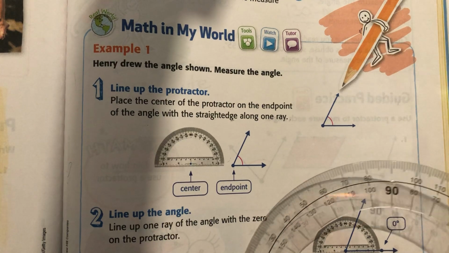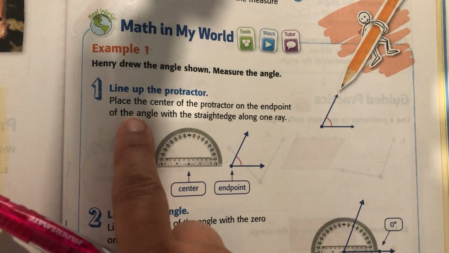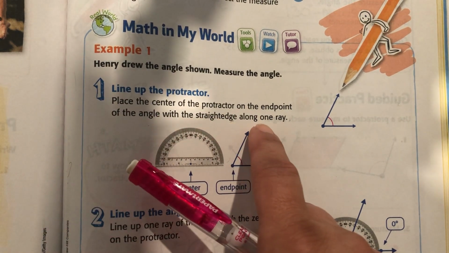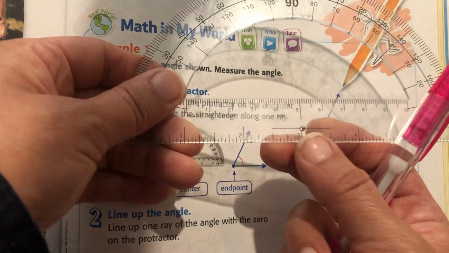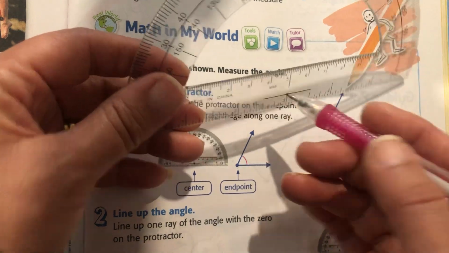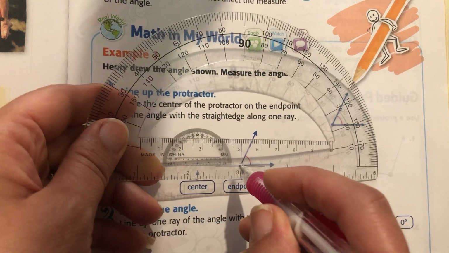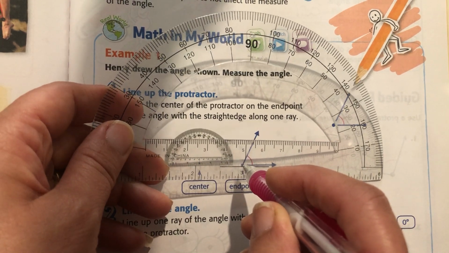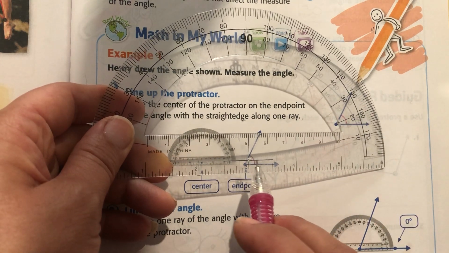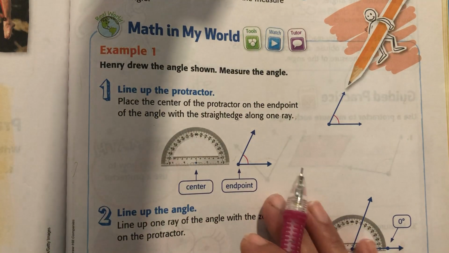All right, so example 1. Henry drew the angle shown. Place the center of the protractor on the end point of the angle with the straight edge along the ray. A real protractor would have a little hole right here in the middle, called the center point. This is where you would line up the end point of the angle. And the line that you would line it to is this one, not the bottom of the protractor.